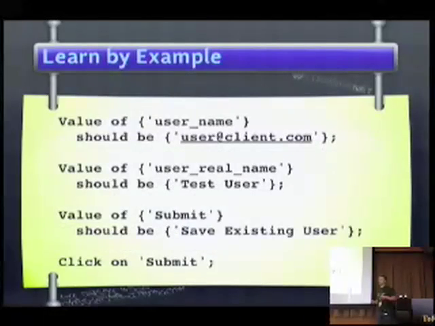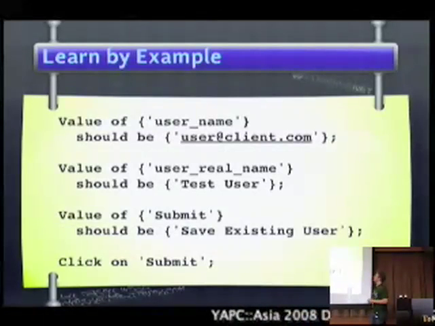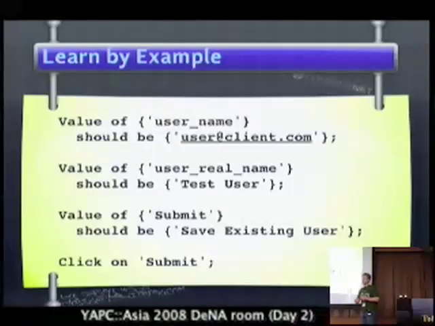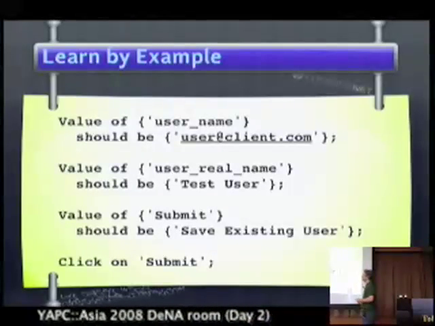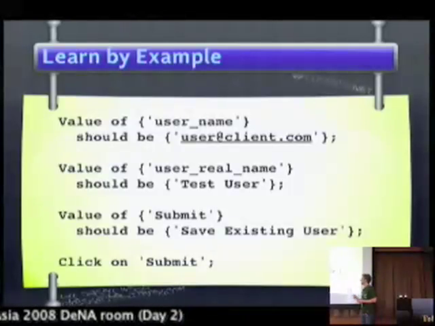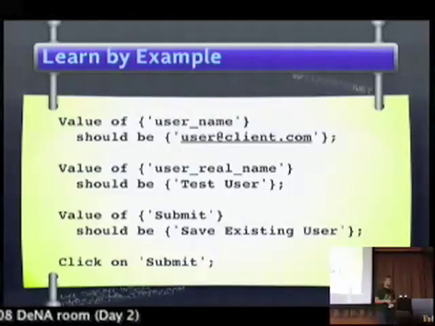So at this point in our application, you happen to be at a screen where you can see the details of a user, and you can edit them. They're in input fields. So you want to test the value of the username is, in fact, this email address. The value of the real username is test user. And then if we click submit, then we should get a message saying that we were able to save an existing user.